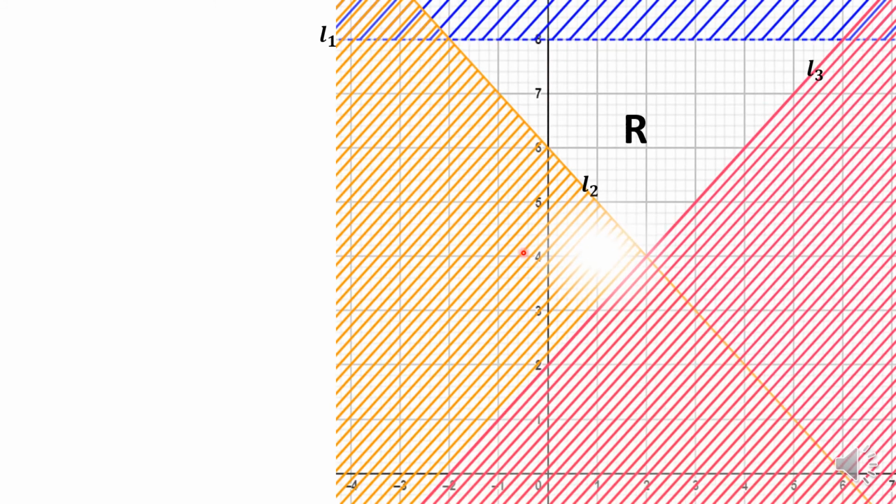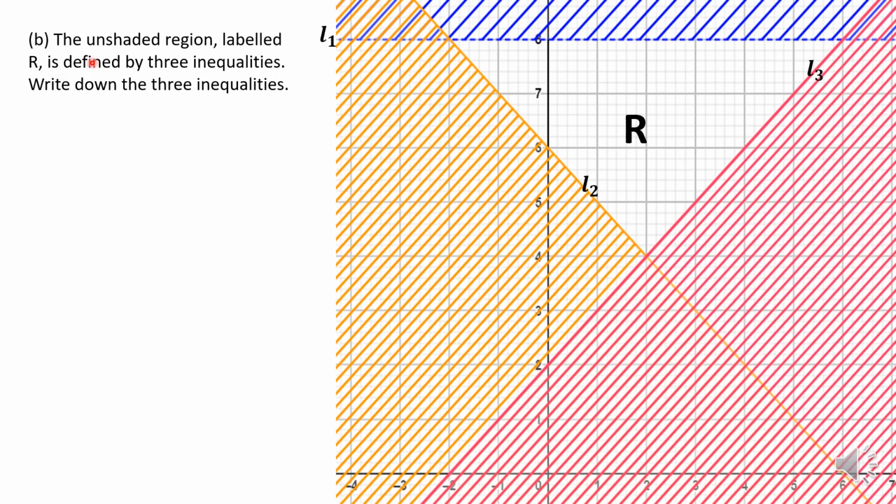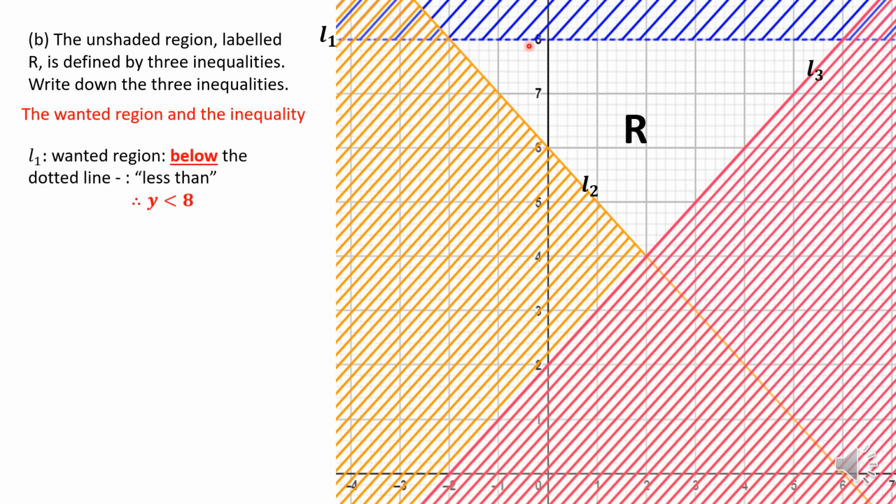Right, so the B part says the unshaded region, which is labeled by the R, is now defined by three inequalities. You need to write down the three inequalities. So for the very first one, you look at the wanted region and then the inequality. If I look at this horizontal line, line 1, the wanted region is below, and because it's below the dotted line, then that's the less than, because we shaded what was above that.